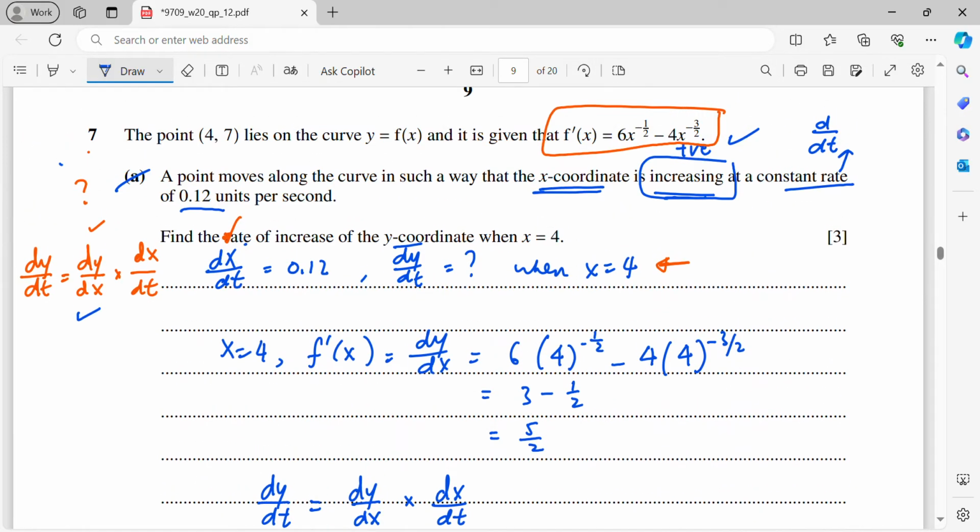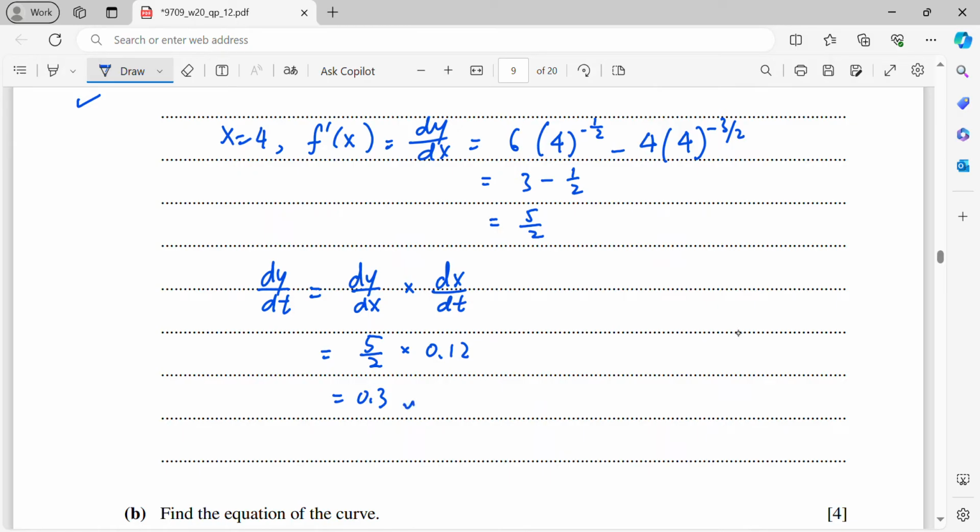Now, when you look at here, the unit of dx/dt is units per second. That means here is also units per second. Okay, so that's all for this part.